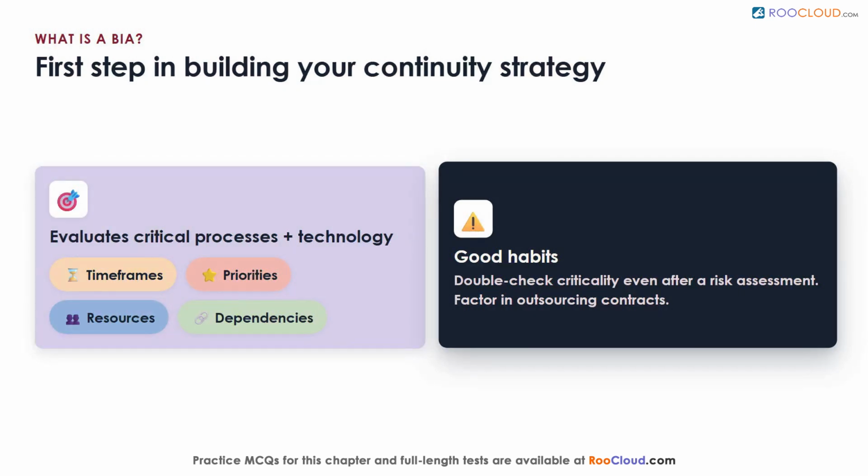Here is a useful habit. Even with a recent risk assessment, double-check the criticality. The analysis often uncovers hidden components that quietly matter. And if you outsource any of this, factor in those contracts too. Think of it as taking inventory before a storm. You decide what must be saved first.